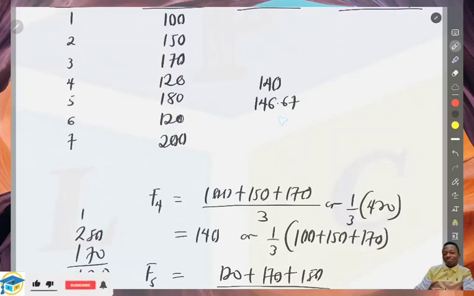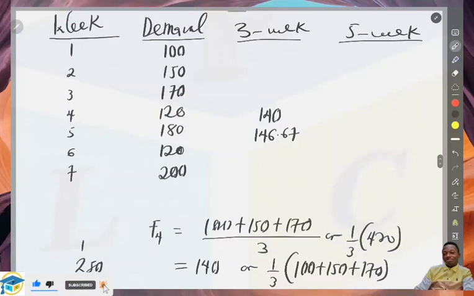And if you want to follow suit to get the rest, for us to find the forecast for week 6, we make use of the most recent data, right? That's going to be from week 5, week 4, and then week 3, because of a 3-week moving average, right? We sum them up and then divide by 3, and you should be able to get 156.67. And for week 7, we make use of week 6, week 5, and then week 4. We add them and then divide by 3, and you should be able to get what?